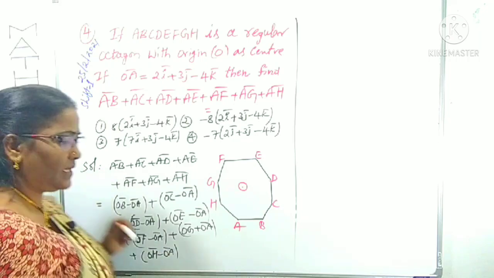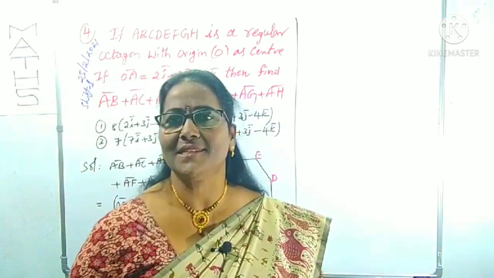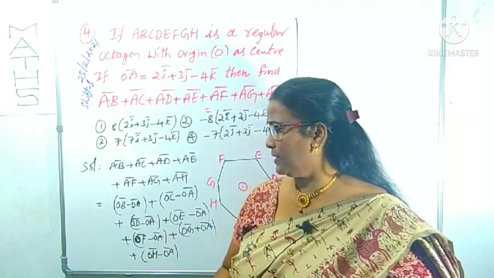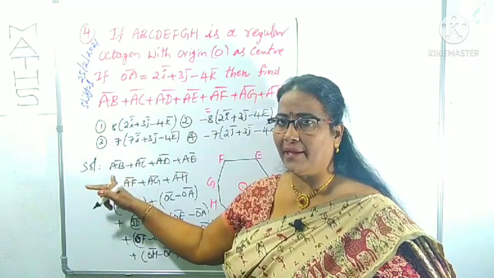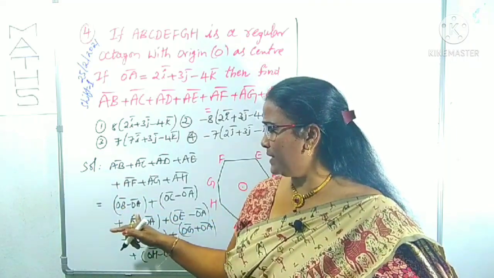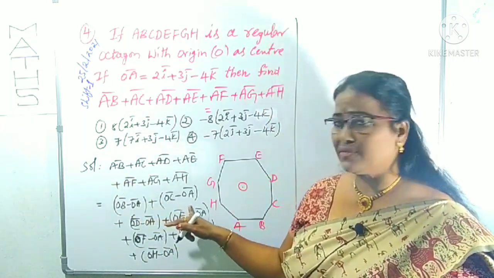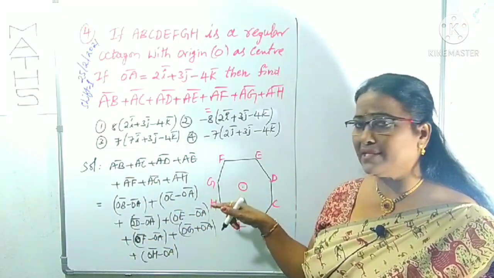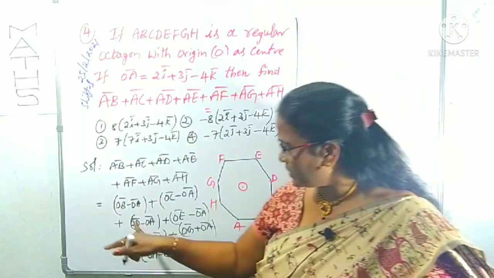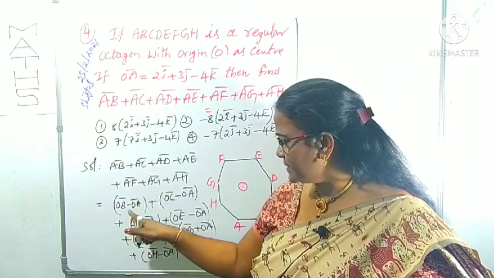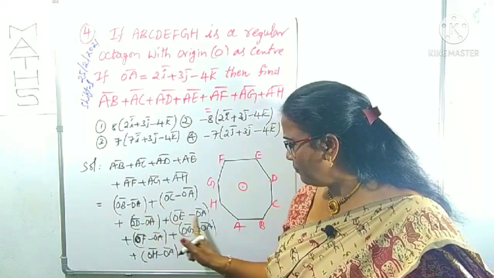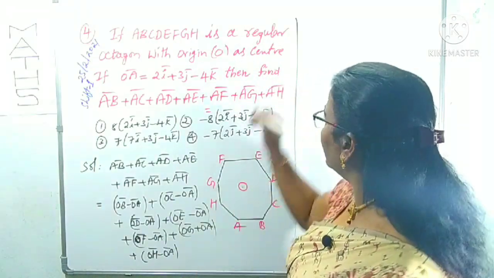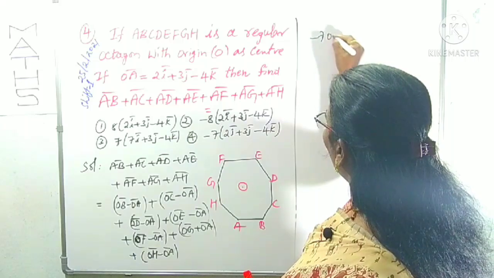So for the line joining two points, the vector AB we can take as the position vector of the final point minus the position vector of the initial point. Like in AB, B is the final point, A is the initial point, so AB is OB minus OA. Similarly, AC is OC minus OA. Like that, all these vectors we can convert into position vectors. Already O is given as the origin, right? Now we can observe that in all these additions, OA is there 1, 2, 3, 4, 5, 6, 7 times, with the minus, so minus 7 OA. I am taking minus 7 OA as one term first of all.